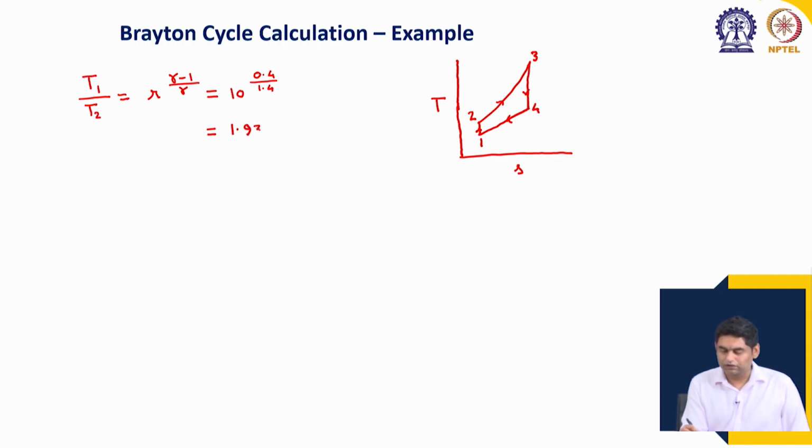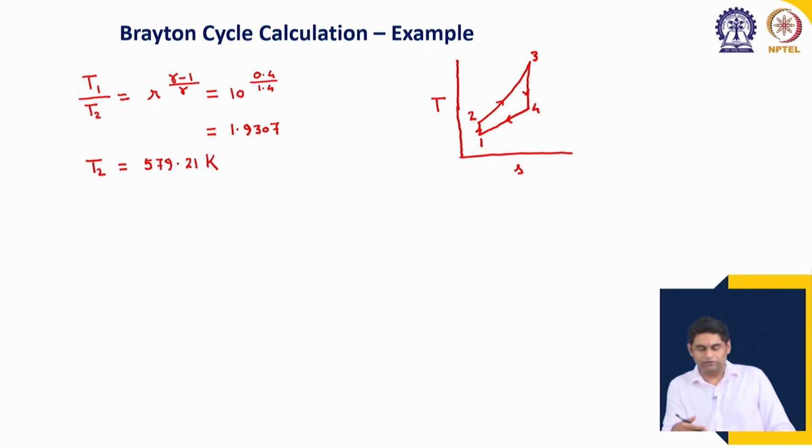You can pause and do the calculation, okay, and find the value of T 2. So, with this value of R, the value of T 2 comes out to be equal to 579.21 Kelvin. Okay. Again, I encourage you to pause and parallelly do the problem, and then try to verify the result.